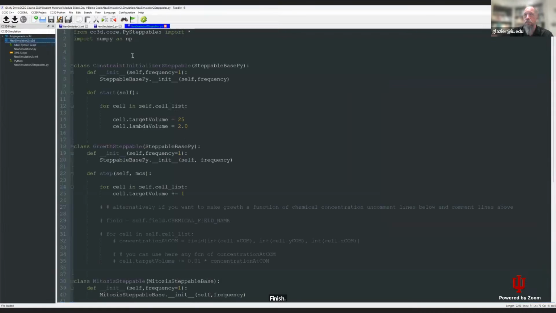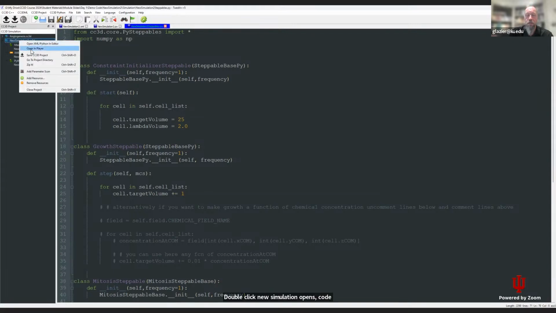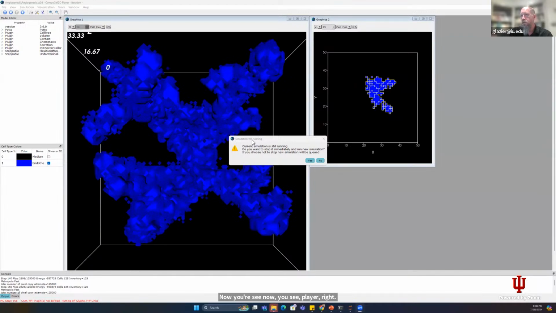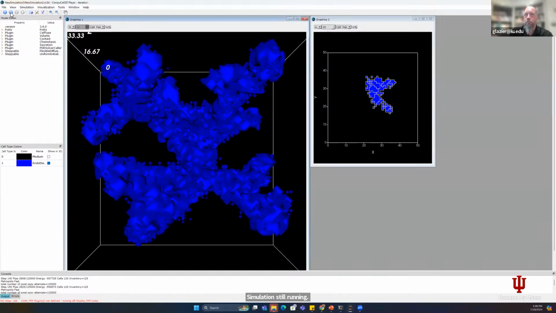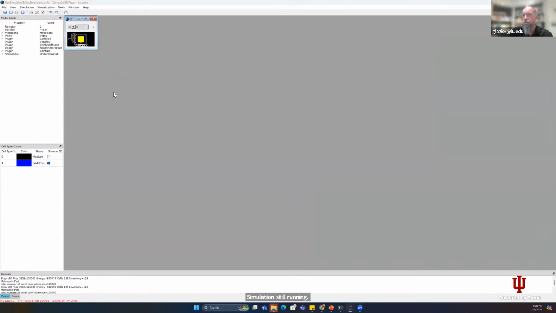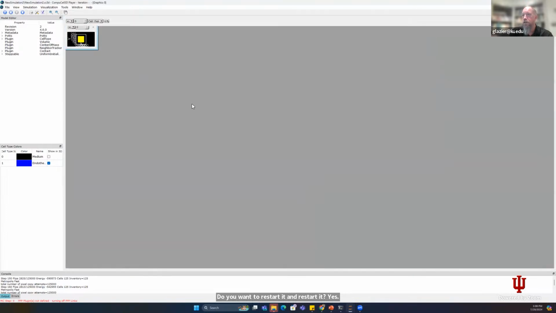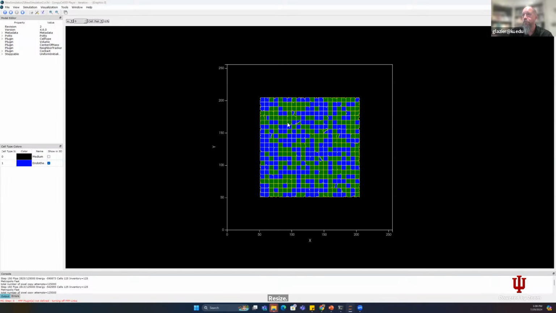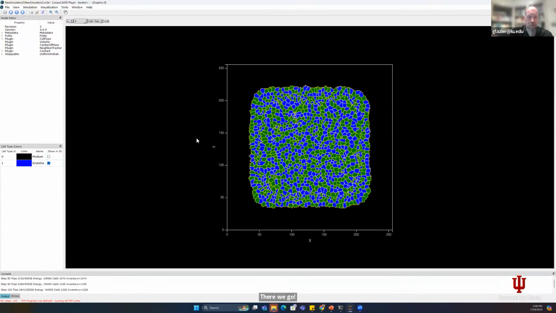Double click, new simulation, opens code, right click, open in player. Okay, simulation still running. Do you want to stop it and restart it? Yes. Hit step. Resize. There we go. And now I hit run. Okay.